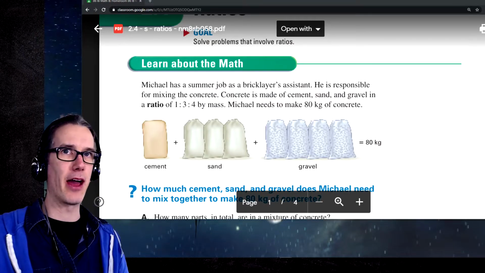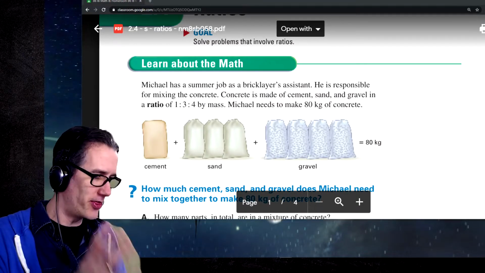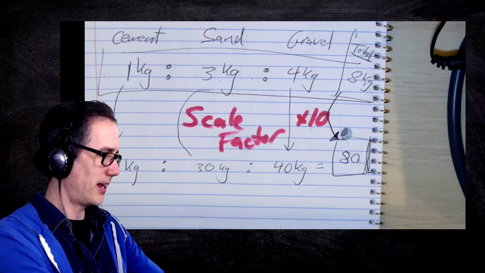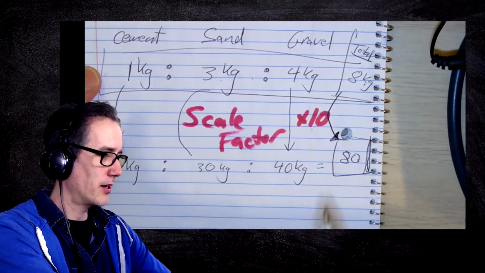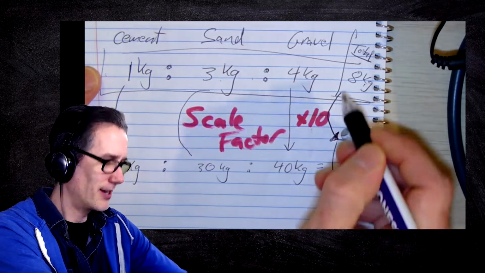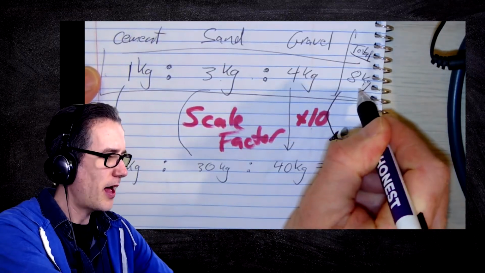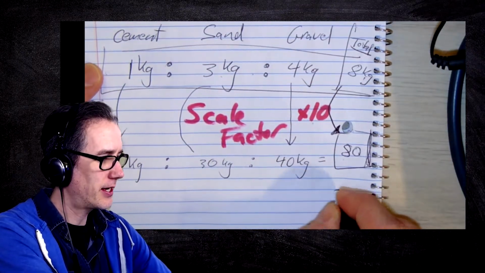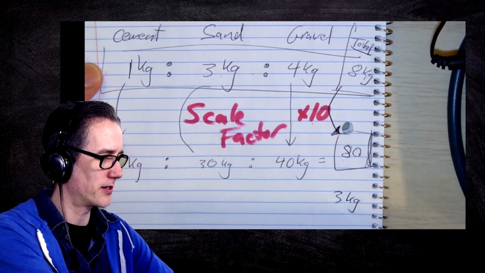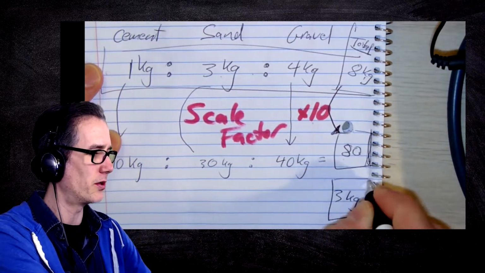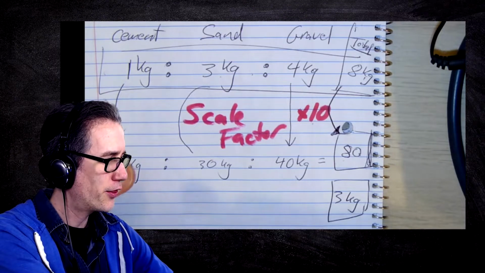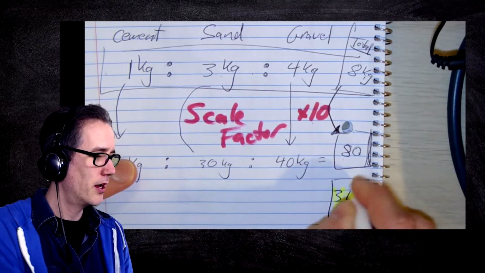This is real math. This is legit. I've done this. So in the end, I didn't want 80 kilograms and I didn't want 8 kilograms. I wanted about 3 kilograms worth of concrete. So that's my goal, is to get simply 3 kilograms of concrete.